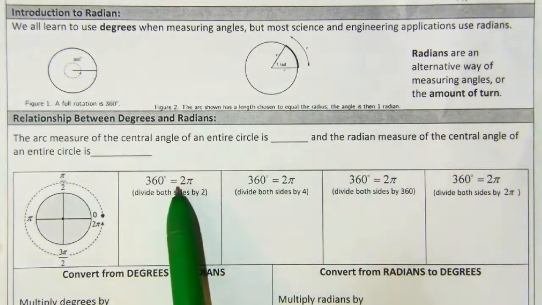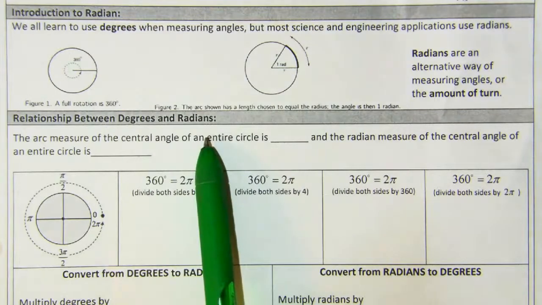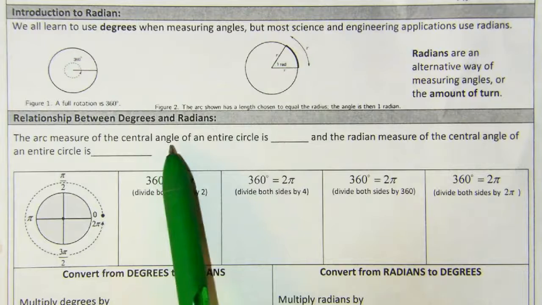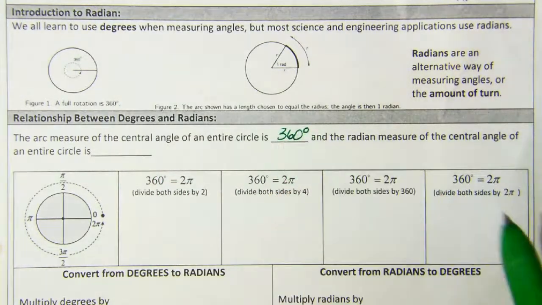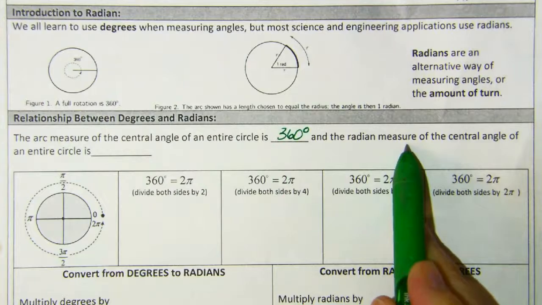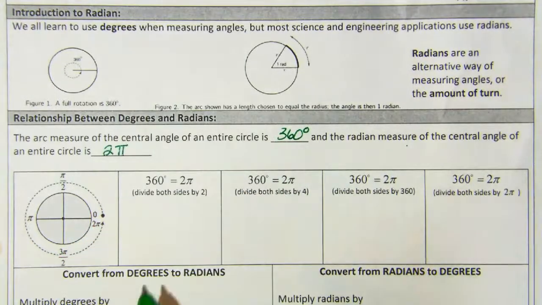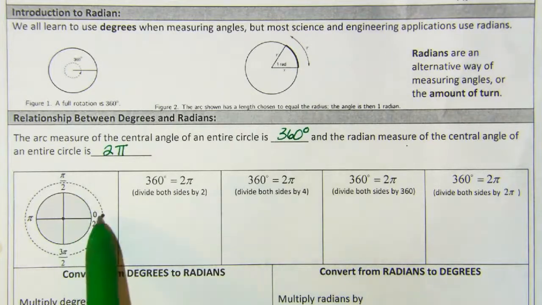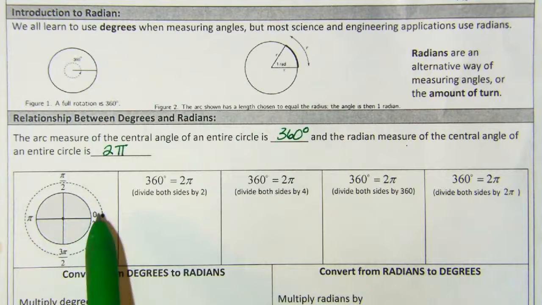So, looking a little bit further at the relationship between degrees and radians. The arc measure of a central angle of the entire circle is 360 degrees, and the radian measure of the central angle of an entire circle is simply 2 pi. Now, we are going to learn how to convert back and forth between radians and degrees. Here is a circle, and you can see this is the starting point, so 360 degrees all the way around would be 2 pi.